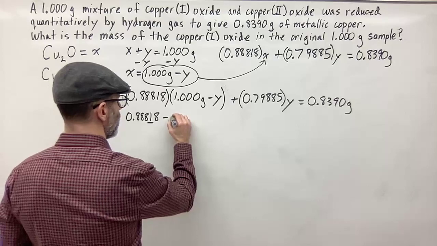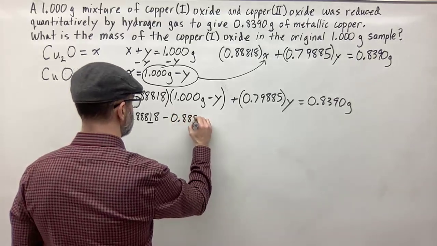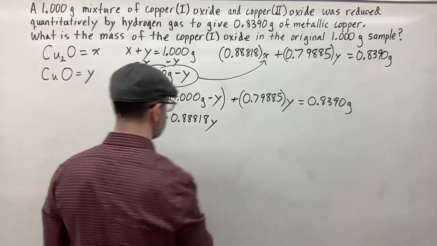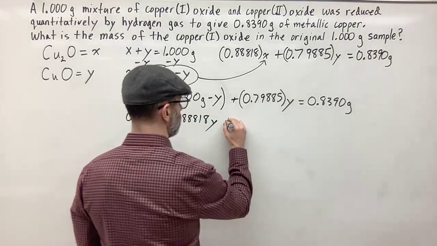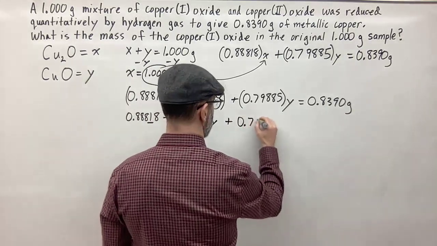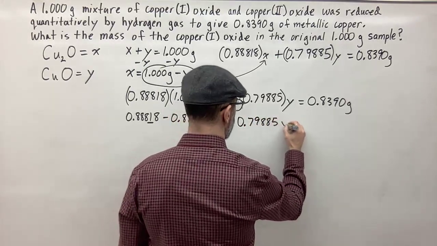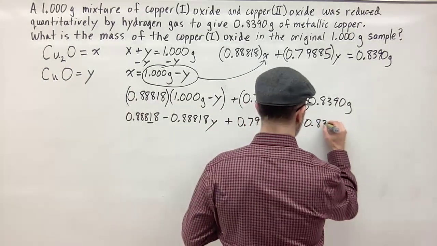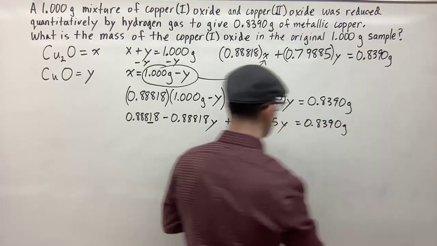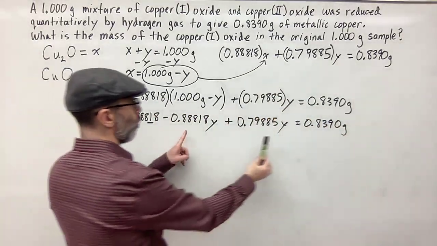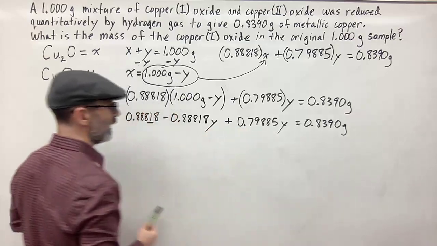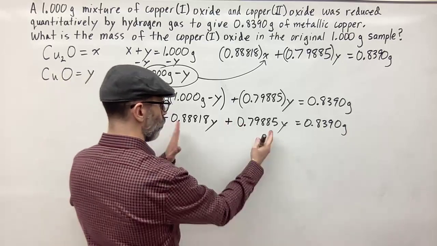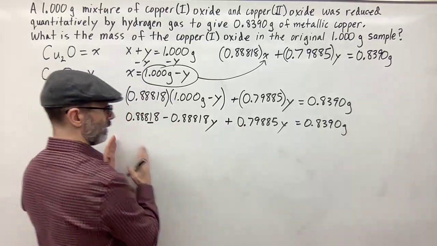And then this becomes negative 0.88818y. And then this is going to be plus 0.79885y. And that's going to be equal to 0.8390 grams. Okay. So now I'm going to add the y terms together, and I'm going to bring this over here. So I'm basically going to put terms together. The y terms come together, and I'm going to subtract this from there.